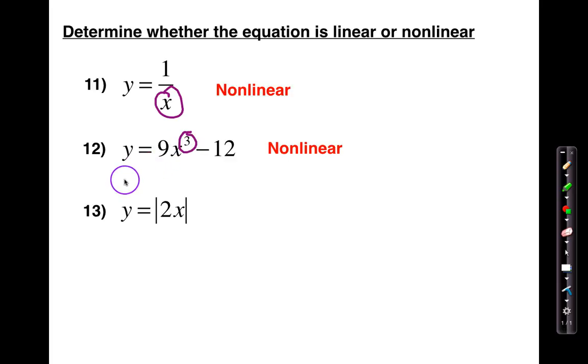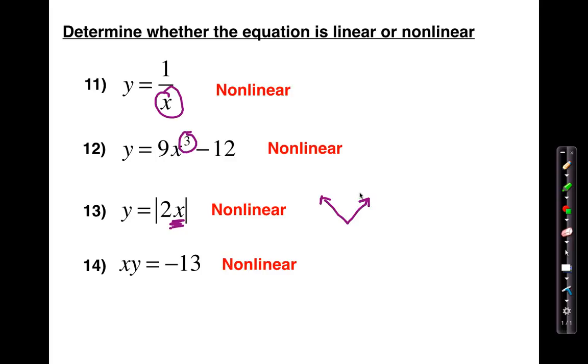Number 13, this one's actually nonlinear because you are taking the absolute value of a variable. And we know when you graph the absolute value of a variable, you end up with a V shape, and we know that is definitely not linear. Number 14 is nonlinear. Why? Because you have a product of variables. And number 15, it is nonlinear because your variable is an exponent.